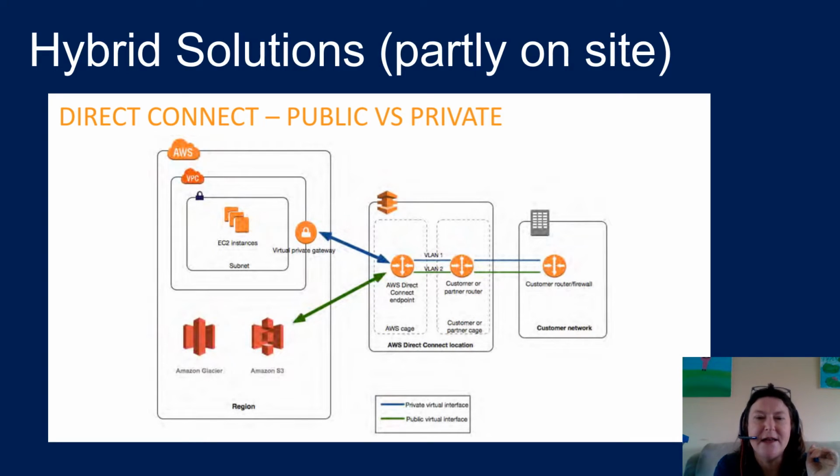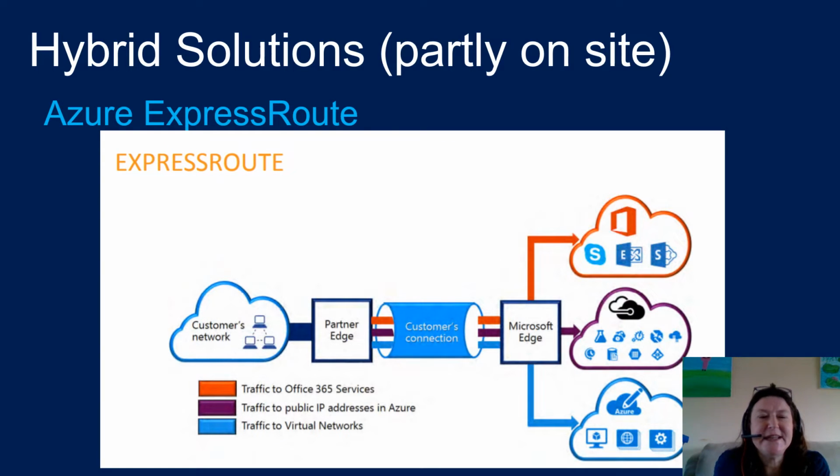Okay, so that's AWS's answer to hybrid solutions, or one of the answers, I should say. This is the Azure solution to hybrid solutions. That's kind of the equivalent to Direct Connect in AWS. So it's called Azure ExpressRoute, and it's actually right to left instead of left to right in this case.